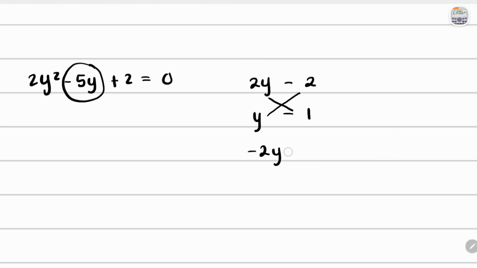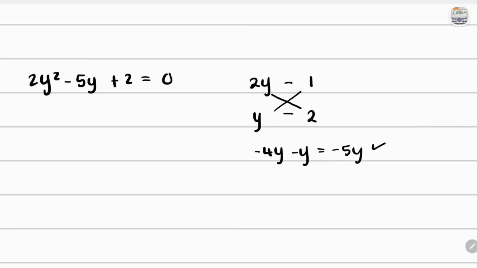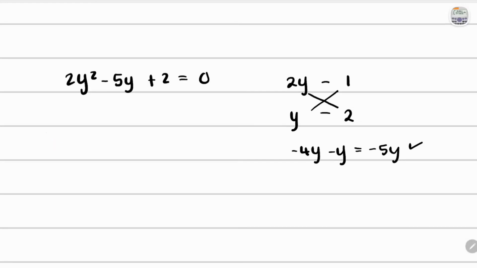Okay, so do not change your factors. You can just change the order. So we can swap these, making this 1 and 2. And let's try that again. So 2y times negative 2 is negative 4y. Y times negative 1 is negative y. And when we subtract, that gives us negative 5y. So there we go. These are our factors. So our factors are 2y minus 1 and y minus 2.